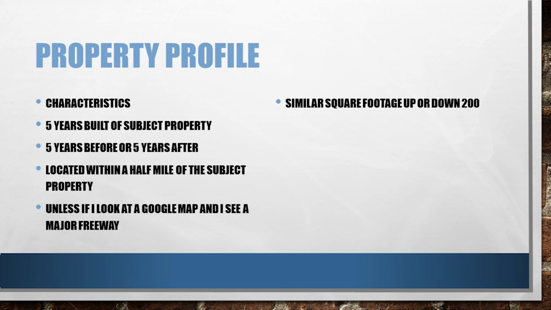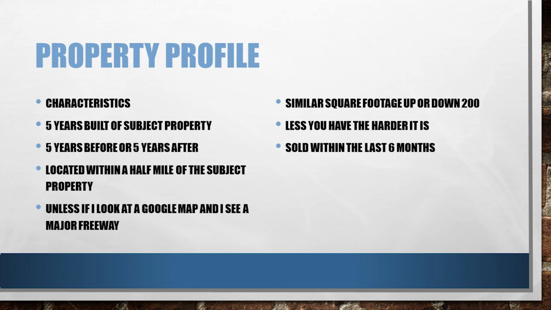And then similar square footage, up or down 200. So if I have a 2,000 square footer, I'll look at properties that are within 1,800 to 2,200 square feet. A 1,200 square footer doesn't do me much good from a comparable perspective, and a 4,000 doesn't do me any good. So I really want to narrow it. Now, sometimes you're going to say, Mike, but I don't have those. I only have those other things. The less you have, the harder it is, which is why hiring a BPO and appraisal is pretty important at the end of the day. And then we want to look at solds within the last 6 months.